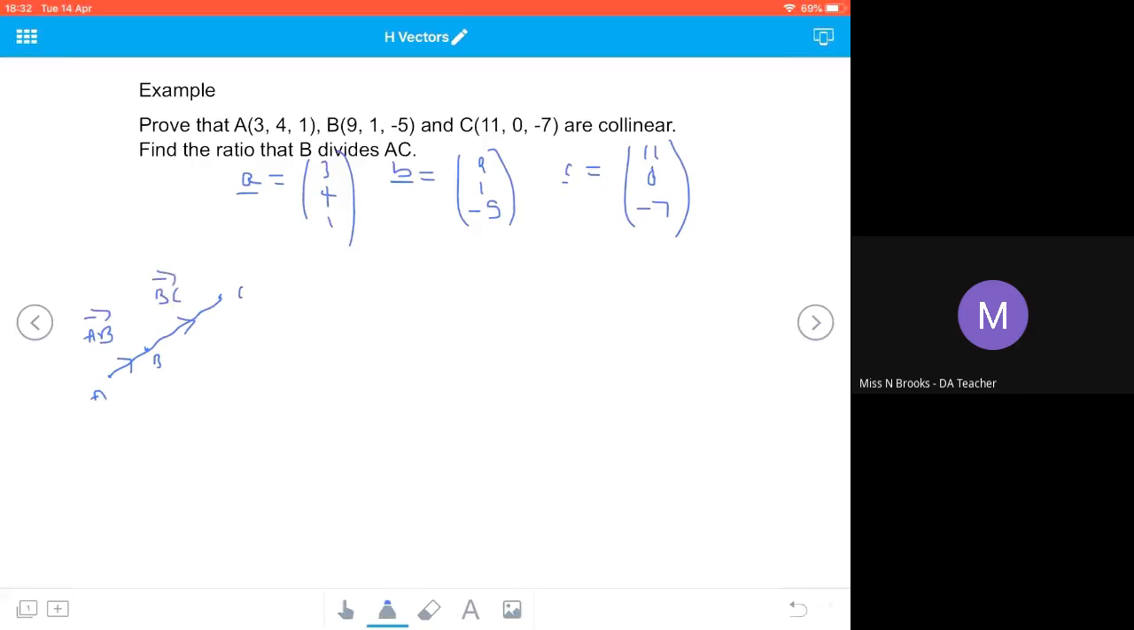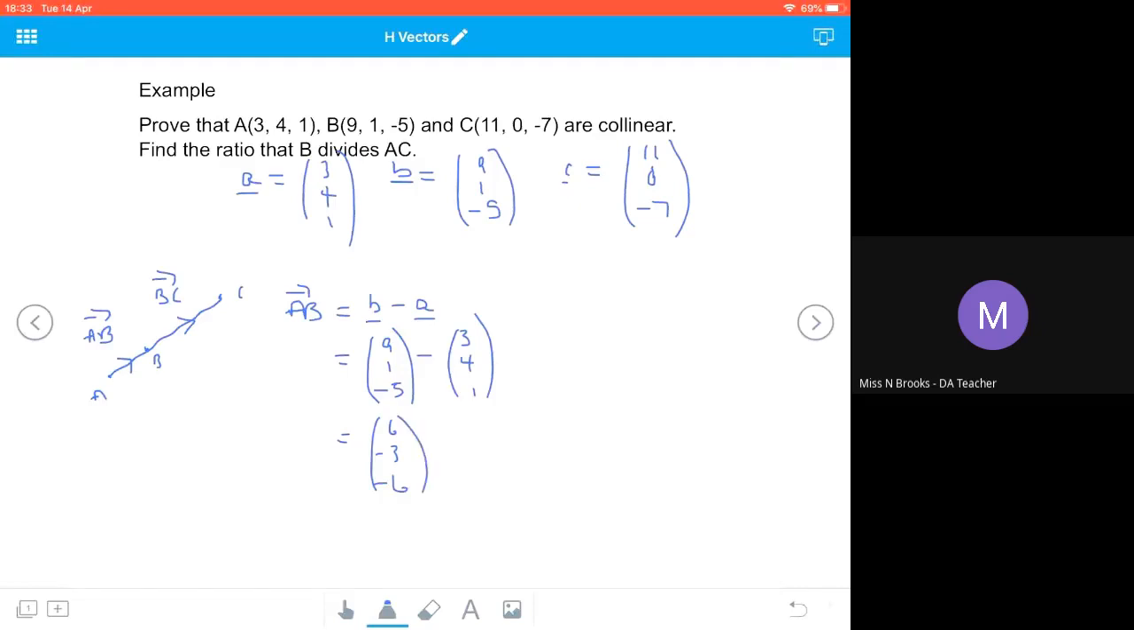So we know that vector AB can be found by doing B take away A, where B is (9, 1, -5) and A is (3, 4, 1). So 9 take away 3 is 6, 1 take away 4 is -3, and -5 take away 1 is -6.